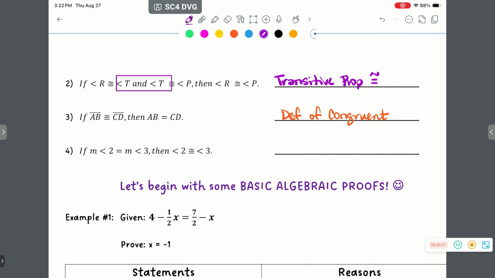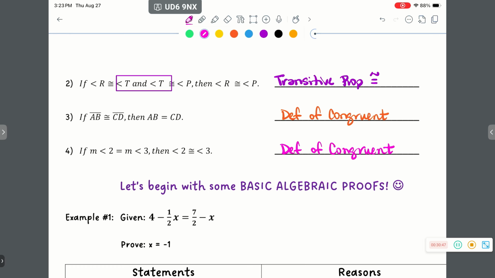All right, what about the last one? It is also definition of congruent, because all I've done is start off in the land of equality, but I've written the exact same thing just in the land of congruency. Nothing has changed other than the land that we're living in. Okay? All right, how are we feeling about properties?